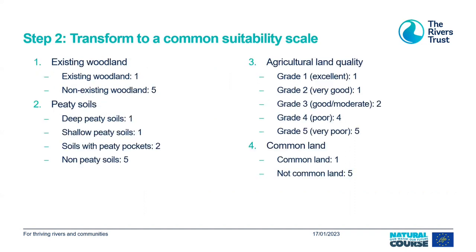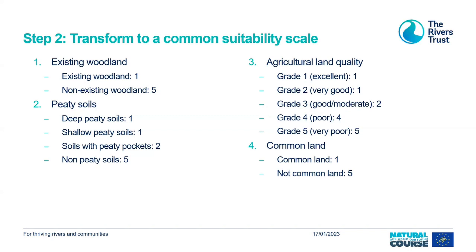So for existing woodland, we'll say that the suitability for new planting is 1, so low in areas of existing woodland, and 5 in areas of non-existing woodland. In reality, you're likely to have additional categories here, such as areas of your catchment which have been highlighted as a particular interest for tree planting.